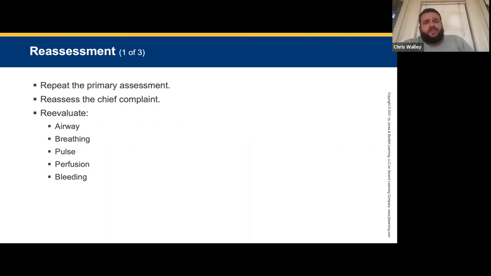Reassess all of that: airway, breathing, pulse, perfusion, and bleeding. Make sure that nothing has changed. Again, we don't want to cause any harm. But if we don't go back and double check on this, we don't know, and we can't note that we made their improvement. So we've got to do something.